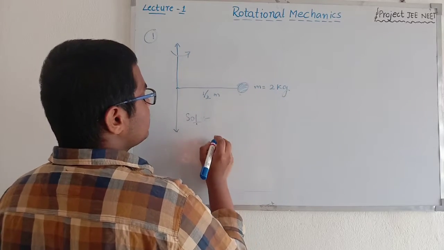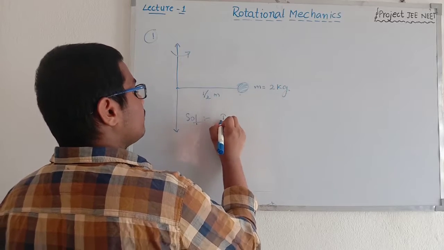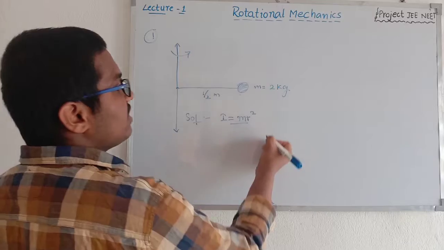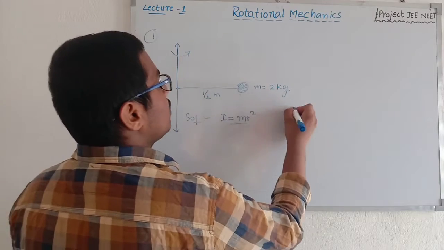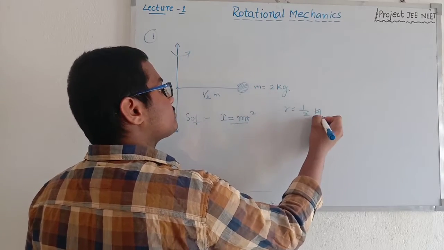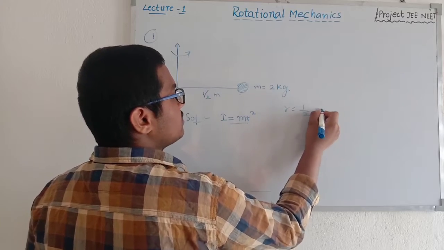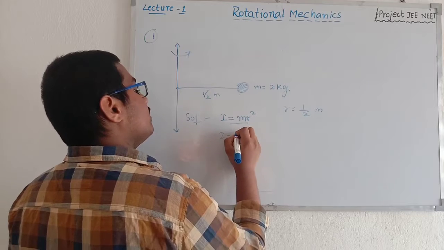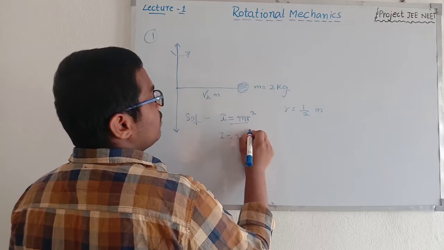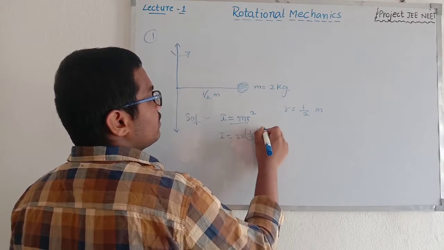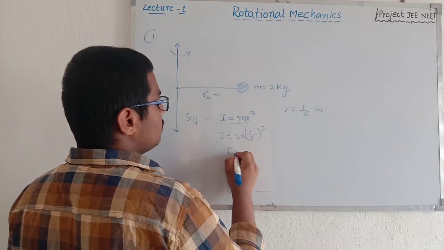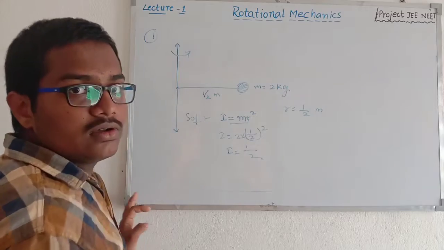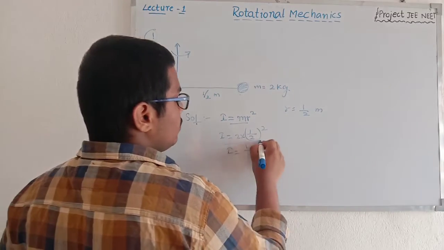And the first solution: the formula is I equal to m into r square. Here m is given as 2 kg and r is equal to 1 by 2 meter. Substitute into I equal to m r square: I equal to 2 into 1 by 2 whole square. So here I is equal to 1 by 2. Okay, understood? I is equal to 1 by 2.